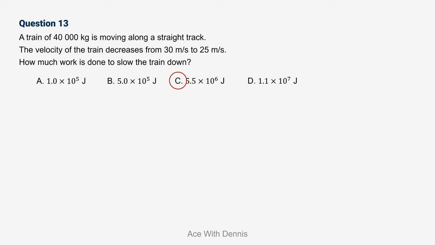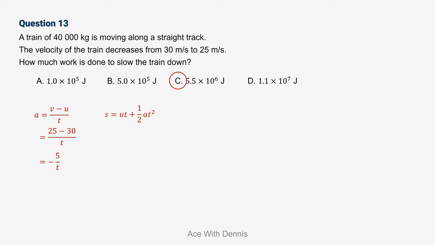So to get this answer, we need to do some calculations. We start by calculating the acceleration with this formula, a equals v minus u over t, where v is 25, which is the final speed, u is the initial speed, which is 30, divided by the time t. Since the time is not given, we just leave it as t. So the acceleration will be negative 5 over t.